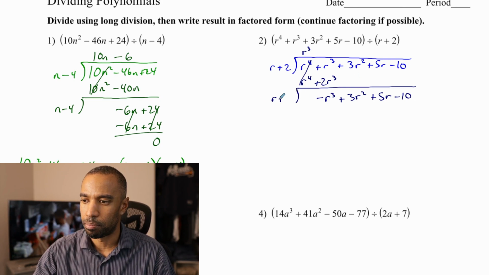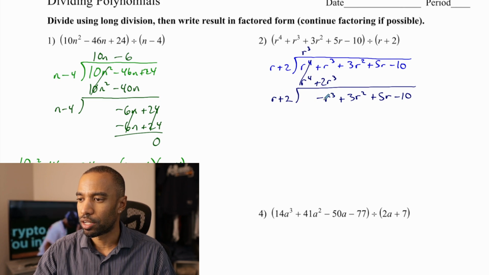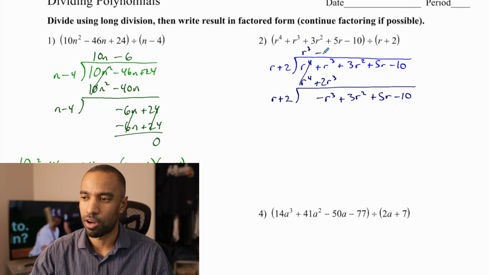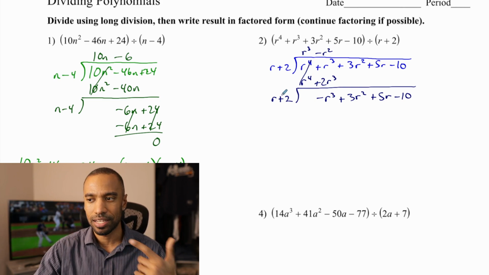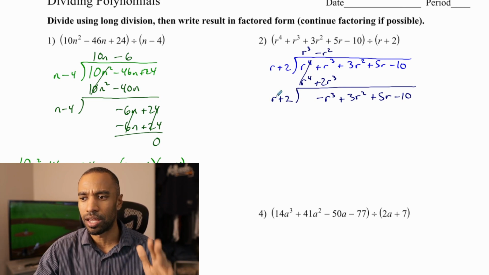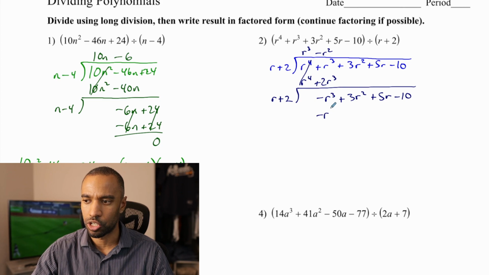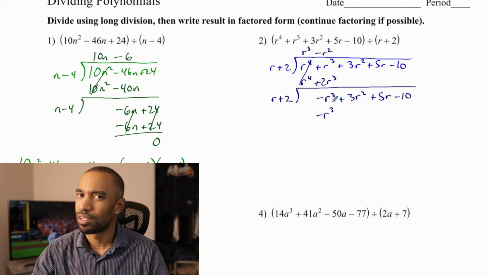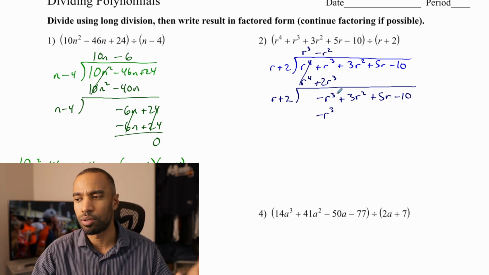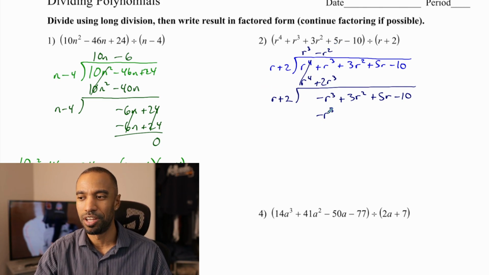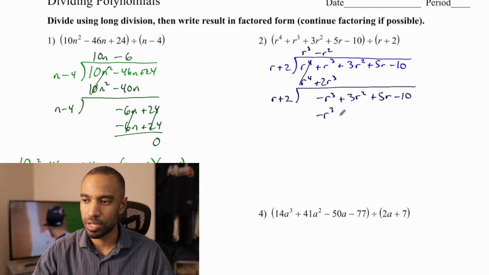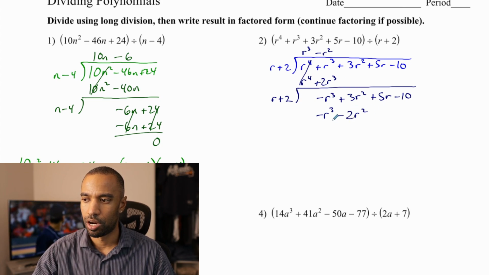So let's look at r plus 2 with that once again. R goes into negative r cubed, negative r squared times. And once again, you know you're doing it right when the next thing that you have here cancels: r times negative r squared is negative r cubed. These should be identical, because if they're not, something's kind of screwy. We want to go down another degree each time. So you know that you're putting in the right number when you get this back out. 2 times negative r squared is negative 2r squared.